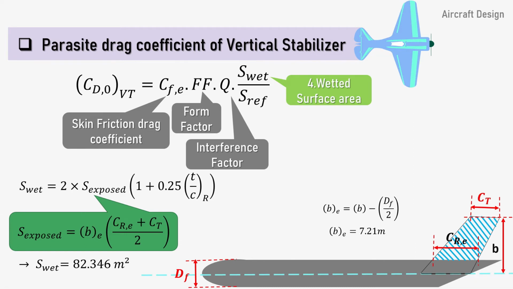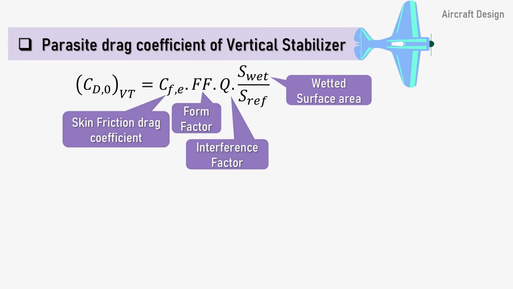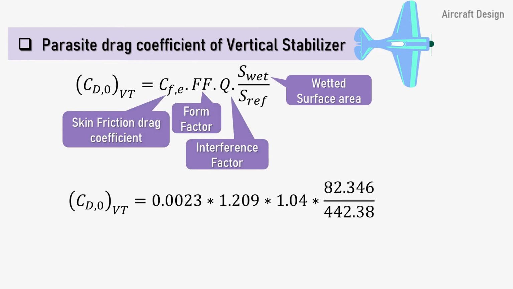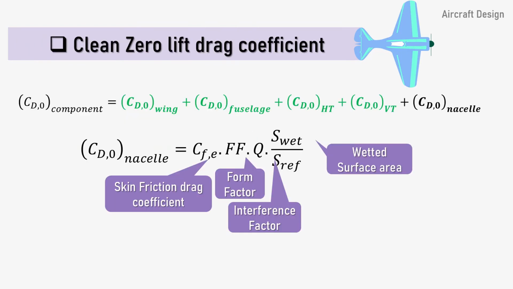Once we get the exposed area of the vertical tail, we substitute it back in the weighted surface area for the vertical tail, coming to around 82.346 meter square. Now we will substitute back all the values into the parasite drag for the vertical tail. So we get a parasite drag for the vertical tail of about 0.000538. Okay. After that we will move to the next important component, the engine nacelle.